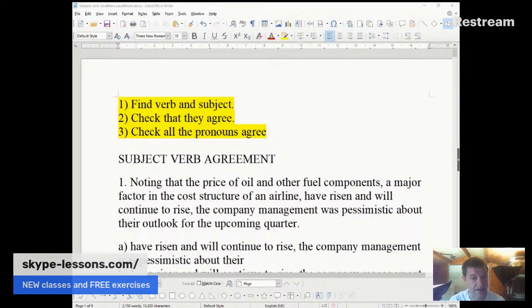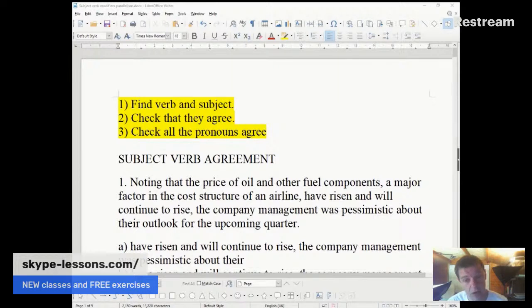Okay, secondly, check that the verb and subject agree. If the subject is singular, the verb must be singular. If the subject is plural, the verb must be plural. And thirdly, check all the pronouns agree. So if the pronoun is referring to a singular noun, it's got to be its, and if the pronoun is referring to a plural noun, it's got to be their, for example. And we'll see that this is very important. Remember this for later.